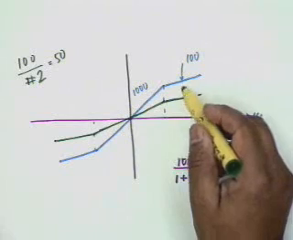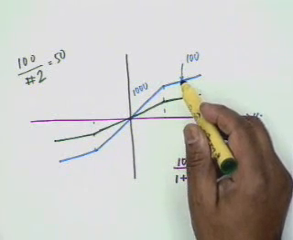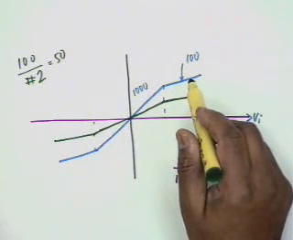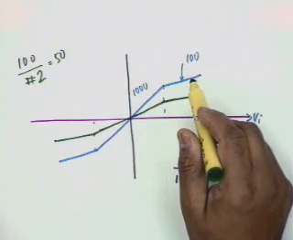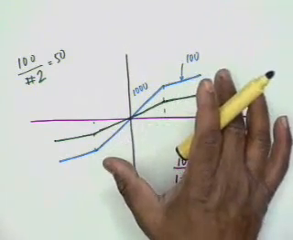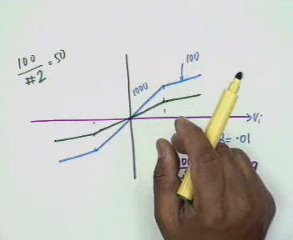Therefore the nonlinear distortion in the feedback amplifier would be much less as compared to nonlinear distortion in the non-feedback amplifier. Is the point clear? This picture is worth a million words. It explains how nonlinear distortion is reduced.